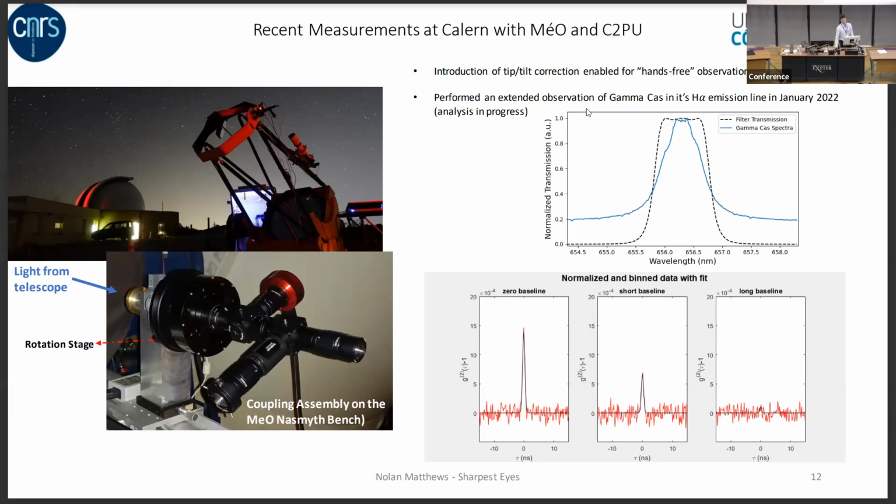The analysis is still pending, so we know a lot of other stuff as well. But one interesting aspect is that we're able to match the 2 telescopes, which are different optical designs. We have a Dobsonian and one Coudé-Nasmyth design. And so on the Mayo-Nasmyth bench, we incorporated a rotation stage, which allows us to rotate the polarizations to be aligned in the 2 different telescopes.